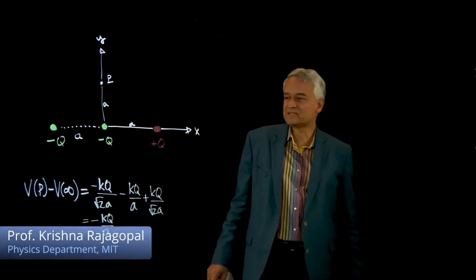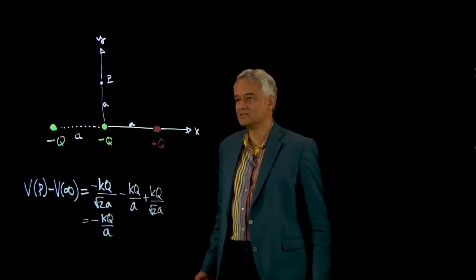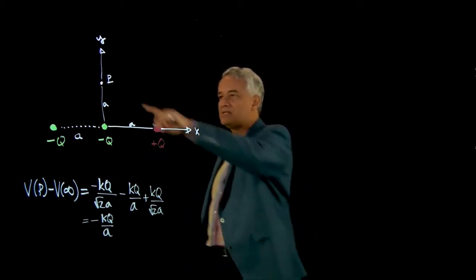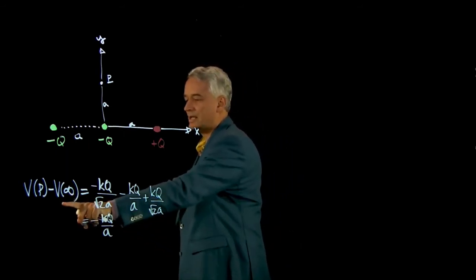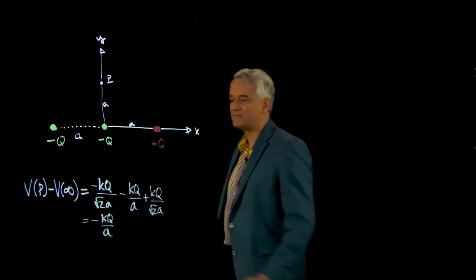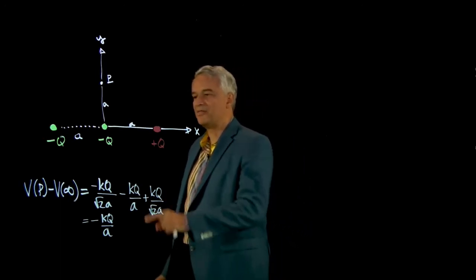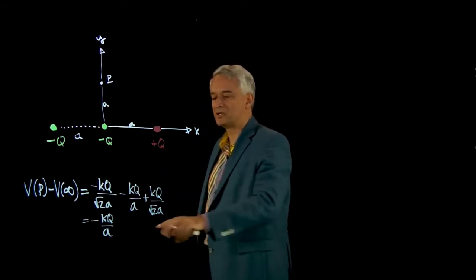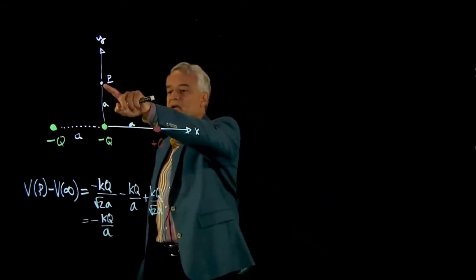OK, in a previous video, we did this problem. We walked through it slowly and carefully. We had 3 charges, minus q, plus q, and we said, what's the potential at P relative to a reference point at infinity, and what we found was that V of P relative to V of infinity had three terms: the potential from this charge, the potential from this charge, the potential from this charge, and when you added them up, we got minus kq over a. So we worked out V of P.